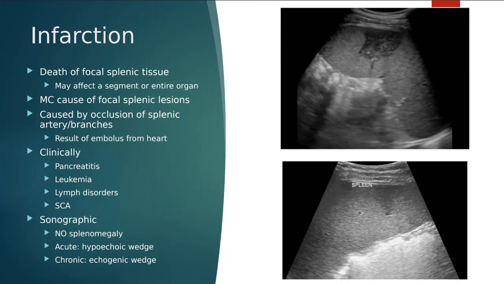Clinically, patients who have pancreatitis or leukemia or lymphatic disorders or sickle cell anemia are going to see these regions of infarction. On ultrasound, we are not going to see splenomegaly with this. If it's an acute infarction, meaning that tissue death just occurred and that tissue just died, we're going to see that hypoechoic wedge or triangle. And as that tissue death has been there for a while, it starts to get a little bit more echogenic. So our top picture would be an acute infarction, and our bottom picture would be a chronic infarction.